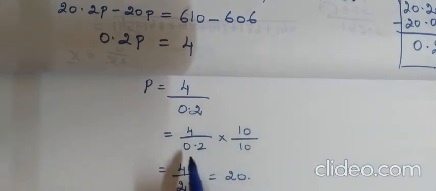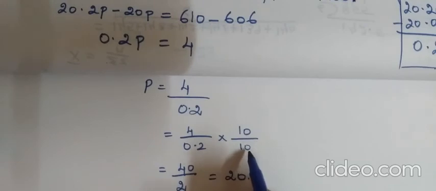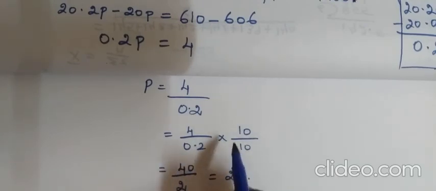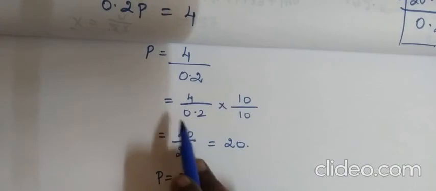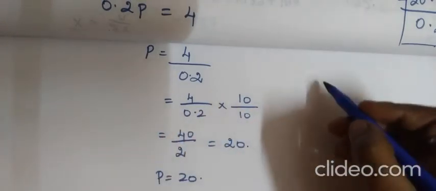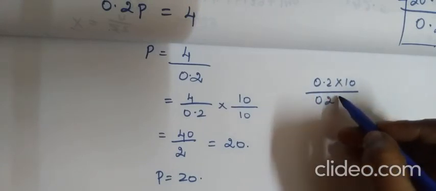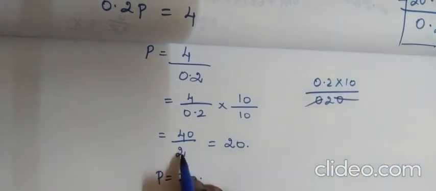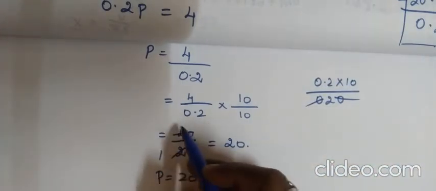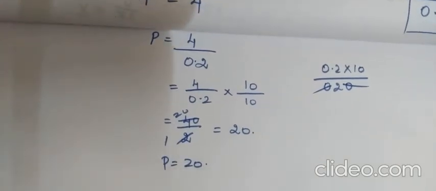Clear? So 4 divided by 0.2, into 10 by 10. We cannot simplify only for the denominator. We have to do it for both numerator and denominator. 4 into 10 is 40. 0.2 into 10, what will you get? 2 ones are 2, right? So 1 decimal number, this also will go. So 2. 2 ones are 2. 2 twenties are 40. So p value is 20.